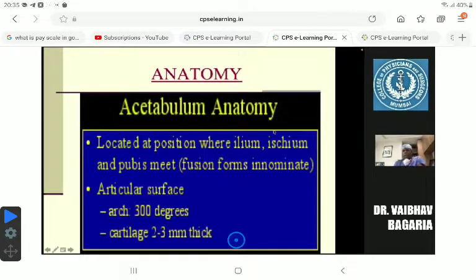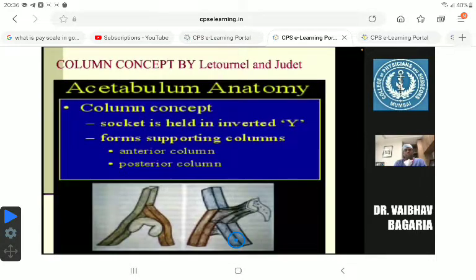Now, it's important to know about anatomy because I think anatomy is where everything starts. If you look at the acetabular anatomy, it is located at the position where the ilium, ischium, and pubis meet, and this fusion forms the innominate bone. It's an articular surface with an arch of around 300 degrees, and the cartilage there is around 2 to 3 millimeters thick. So that's the anatomy of the acetabulum.